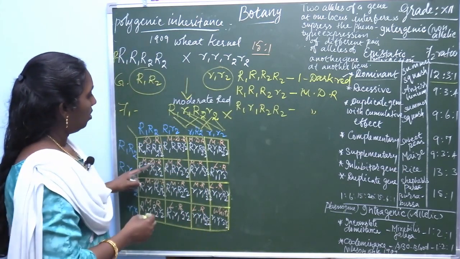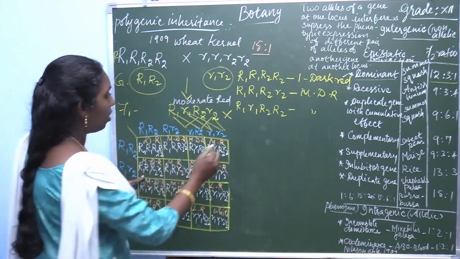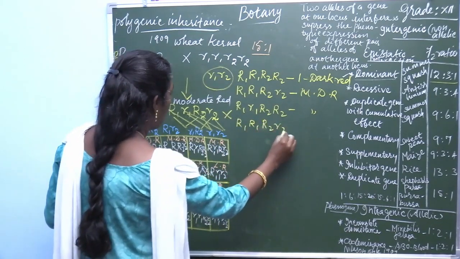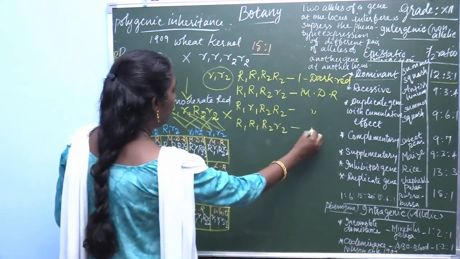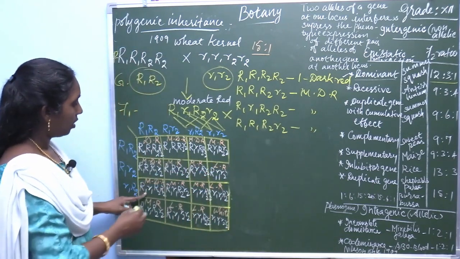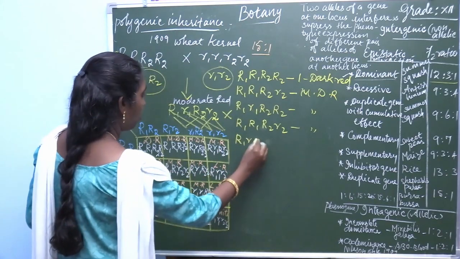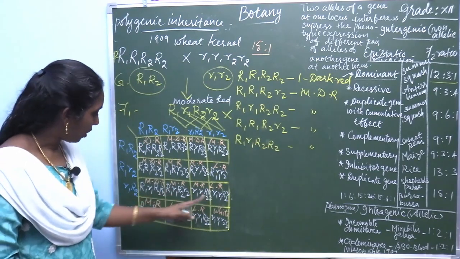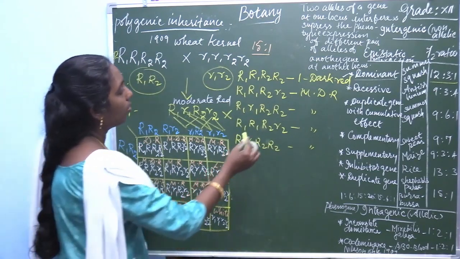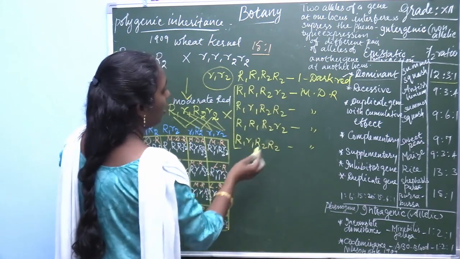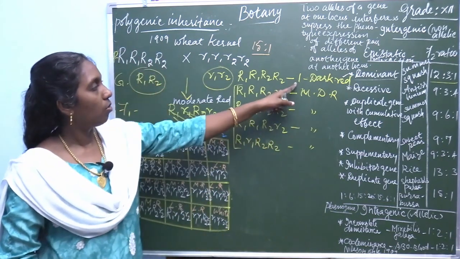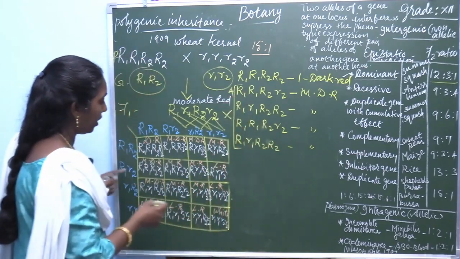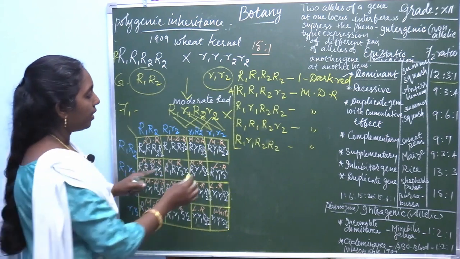Then R1, R1, R2, R2, moderate dark red. Then here R1, R1, R2, R2, moderate dark red. So there are 4 different combinations here: 1, 2, 3, 4. This is 4 and moderate red.